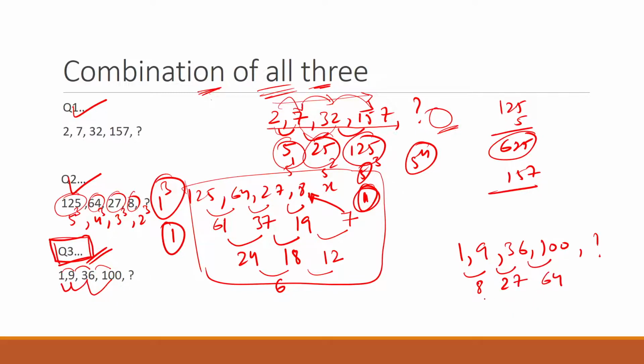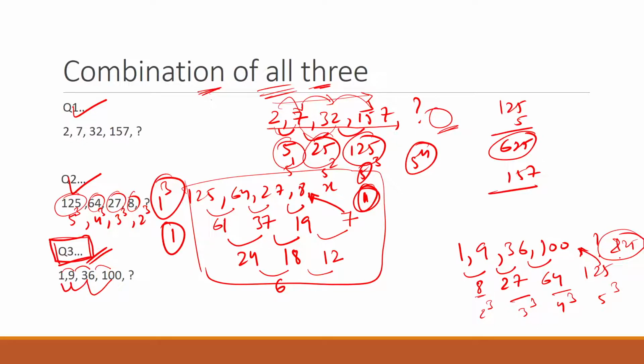Now if you are very good with numbers, that is cubing of numbers, you will figure out that this is 2 cube, this is 3 cube, and this is 4 cube. And what will be the next term? That next term will be 5 cube, and that becomes 125. Add 125 to 100, this becomes 225, and that is your answer.